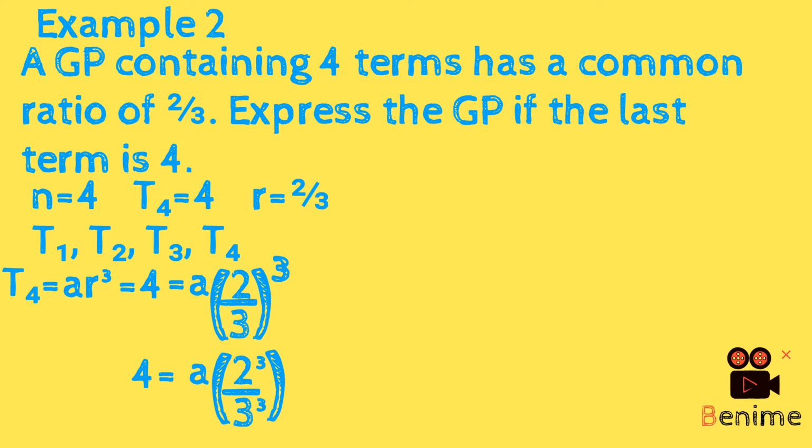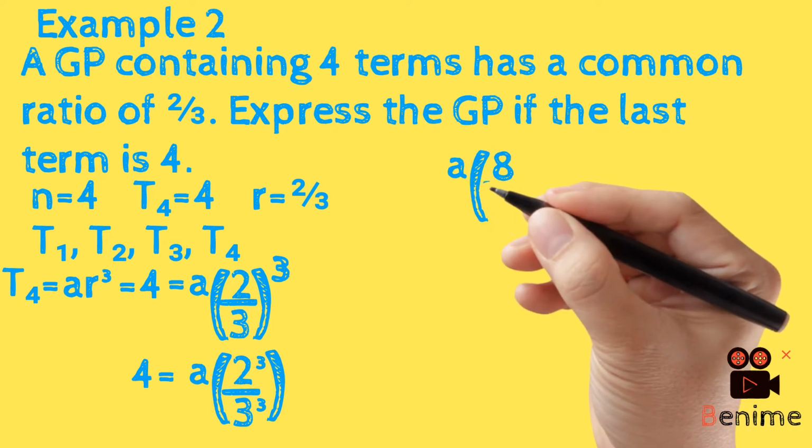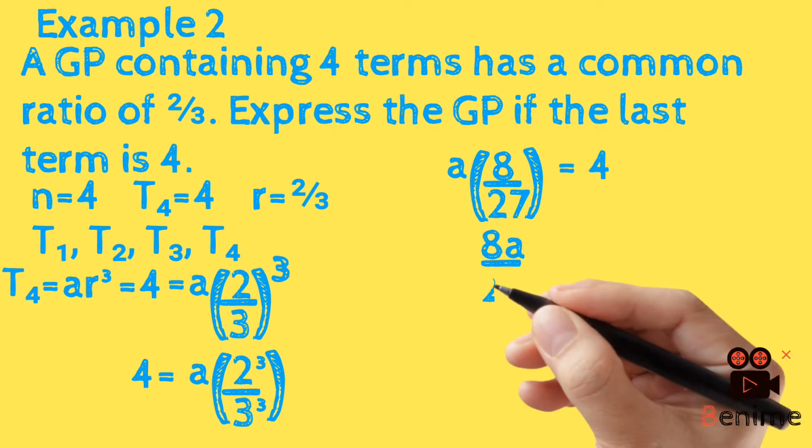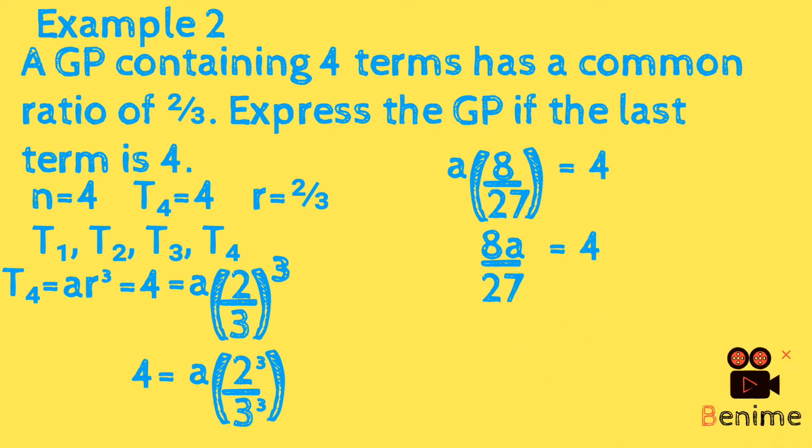Now 2 raised to the power of 3 means 2 times 2 times 2, which will give you 8. 3 raised to the power of 3 means 3 times 3 times 3, which will give you 27. So we now have 4 is equal to A, open bracket, 8 over 27. Now you can open the bracket. You have 4 is equal to 8A over 27.